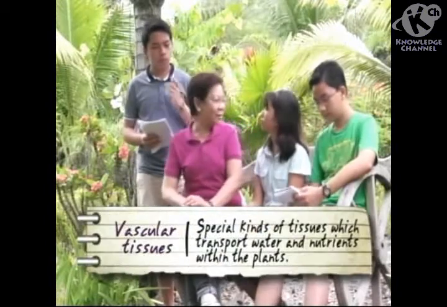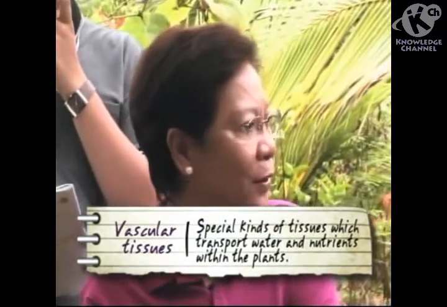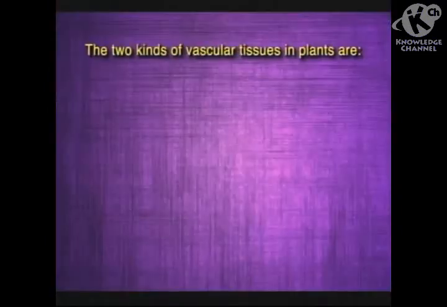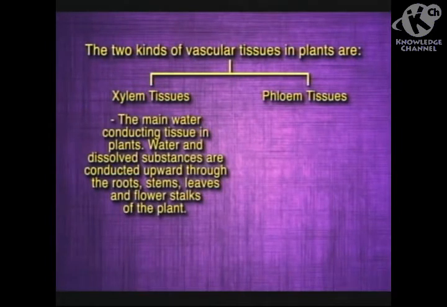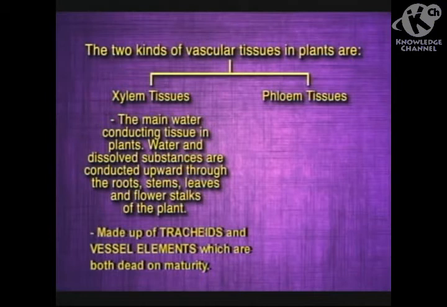How about the vascular tissues of plants? What are they for? Vascular tissues are special kinds of tissues which transport water and nutrients within the plants. There are two kinds of vascular tissues, the xylem tissues and the phloem tissues. The xylem is the main water-conducting tissue in plants. Water and dissolved substances are conducted upward through the roots, stems, leaves, and flower stalks of the plant. The xylem is made up of tracheids and vessel elements, which are both dead at maturity.